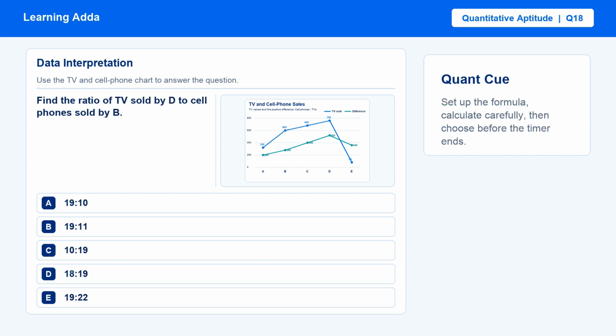Question 18. Find the ratio of TVs sold by D to cell phones sold by B. Option A, 19:10. Option B, 19:11. Option C, 10:19. Option D, 18:19. Option E, 19:22. The timer starts now.